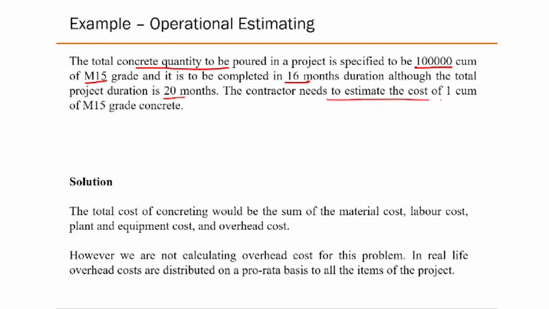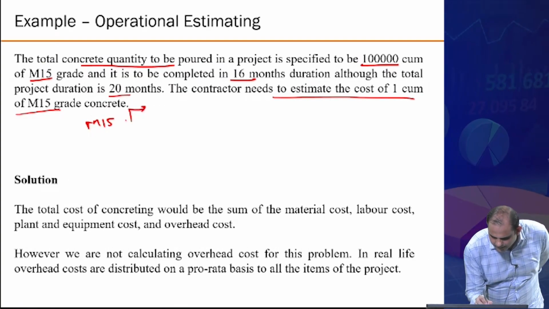The contractor needs to estimate the cost of 1 cubic meter of M15 grade concrete. So in general, in M15 grade concrete, what all components will be there?